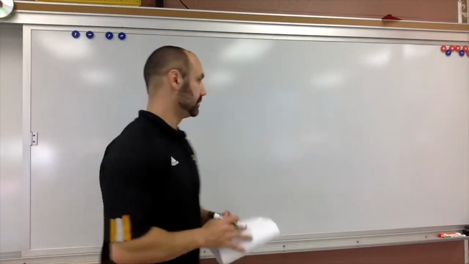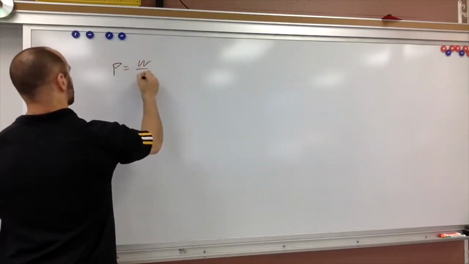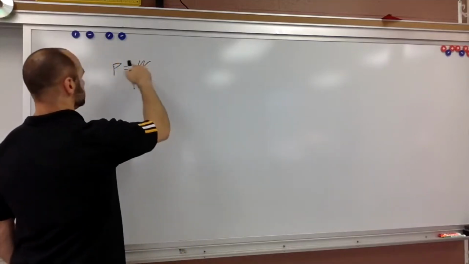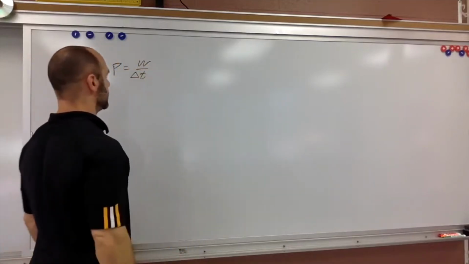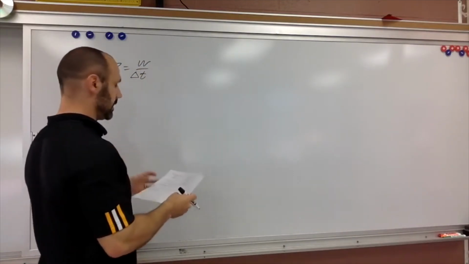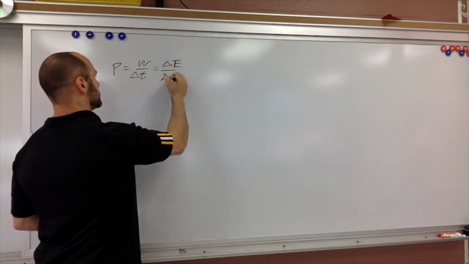Now we're going to look at section 7.9b, so we're continuing our study of power. And what is power? Last year you learned that power is work divided by time. It's the time rate of change of work. So really it's W for some change in time, right? What we're going to look at now, the change in energy, delta E over delta T.